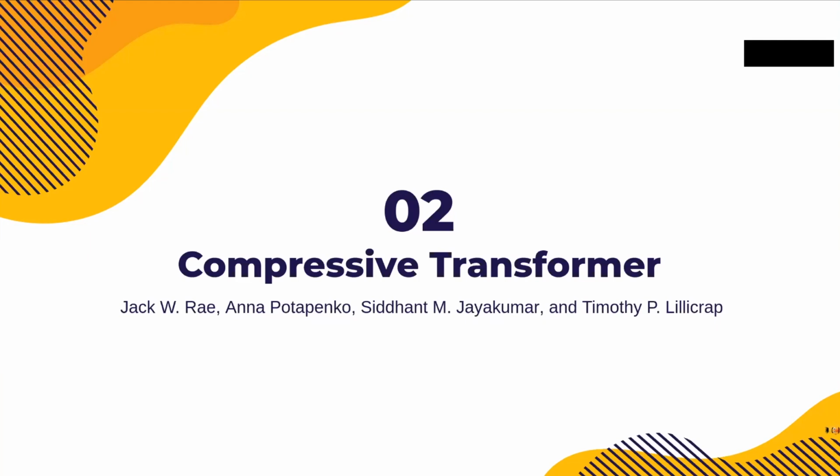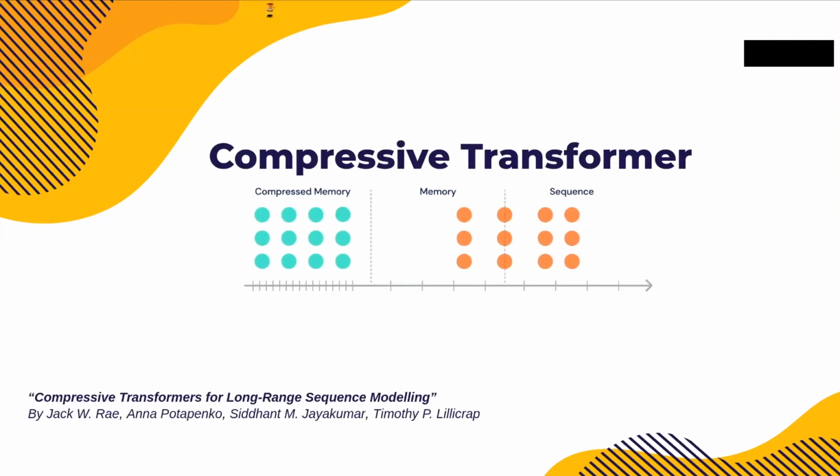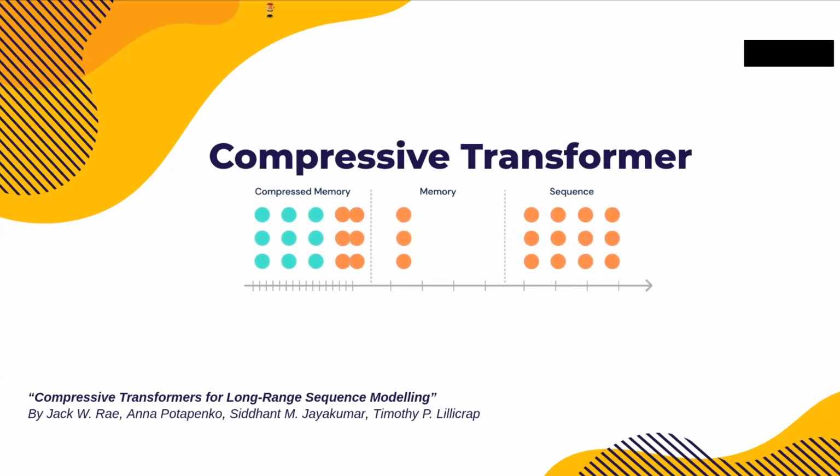Next up is the compressive transformer. This is a paper by Rae et al., folks out of DeepMind. The compressive transformer is largely an extension of Transformer XL with one key addition. We're going to talk about Transformer XL, and then we're going to talk about the novel contribution of the compressive transformer. But I think this GIF is useful in illustrating the 3 main components of the compressive transformer.